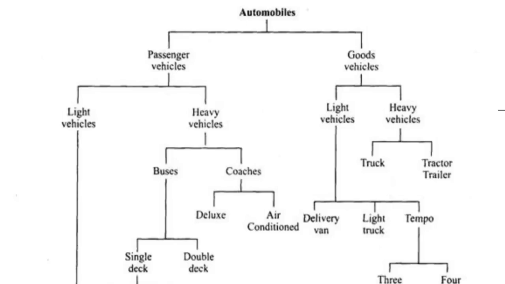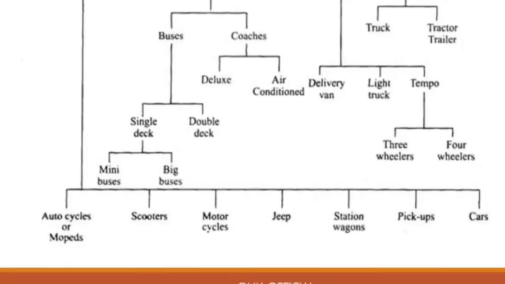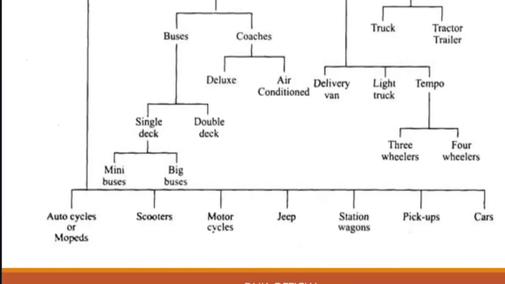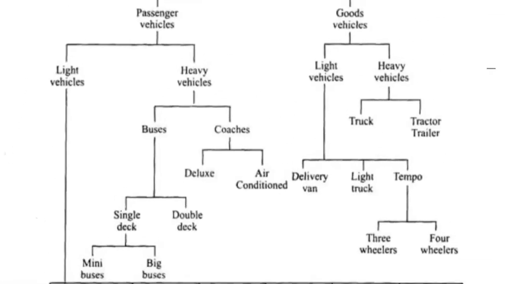It doesn't have any numericals, you just have to write the theory and some important things like specifications and components. So these things you have to keep in mind. So first, passenger vehicles. What are passenger vehicles? Again, they are classified into light vehicles and heavy vehicles. Light vehicles are again classified into autocycles, scooters, motorcycles, jeeps, station wagons, pickups, cars. So these are all light vehicles.